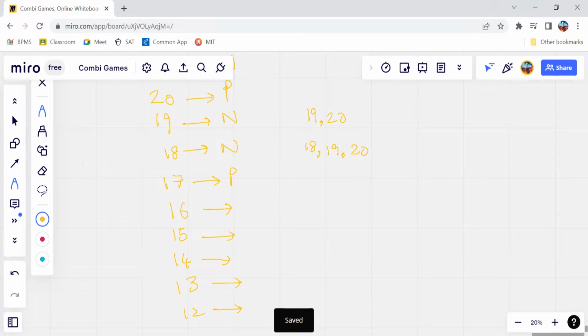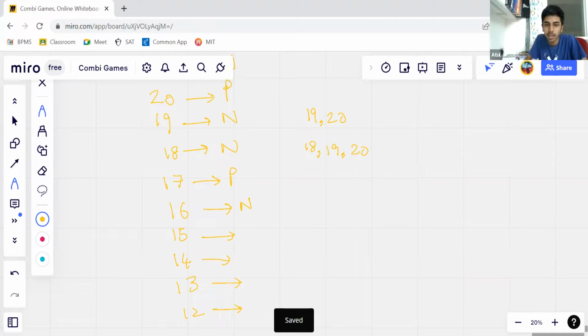N. We can reach the latest P position, right? Like 17 in the next. Yes, exactly. So 16 and 15 become N positions, because from 15 and 16, you can go till 17, which is a P position, which you want to reach. Basically, if you're playing to reach a P position, it means that you have a winning strategy.